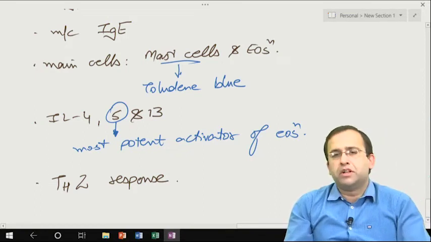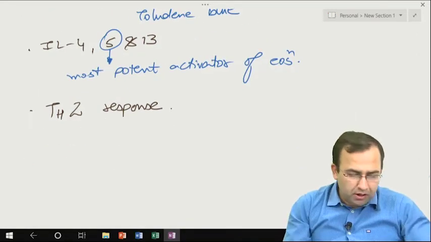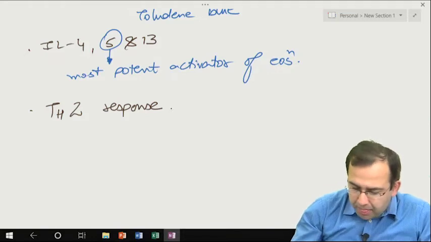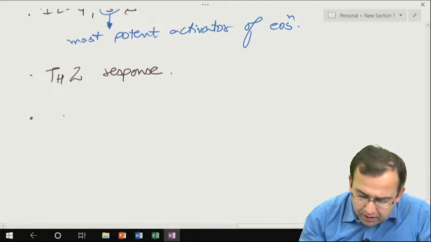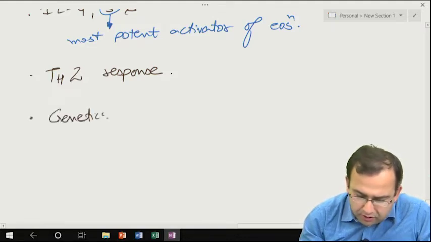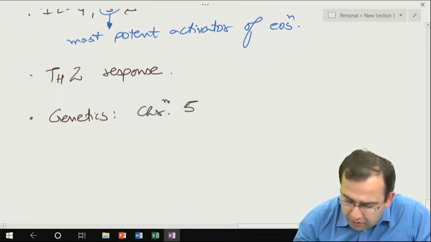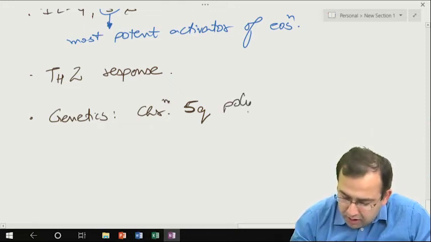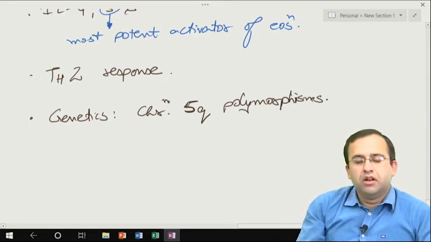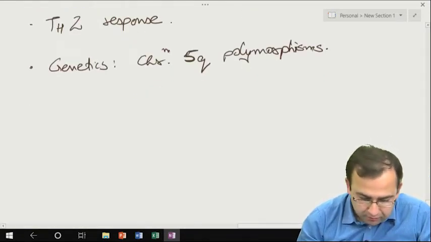You already knew these points. Nothing new. We have covered all this in immunity. What is important now is microscopy. But before we go to the microscopy, two more points. Genetics: it is associated with chromosome 5q polymorphisms. Next point, microscopy.